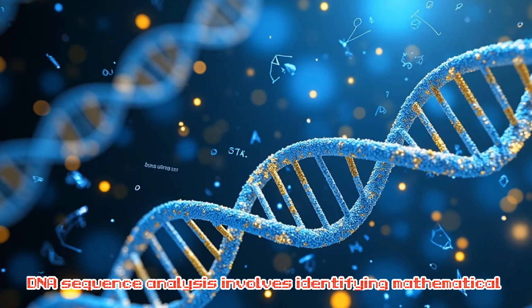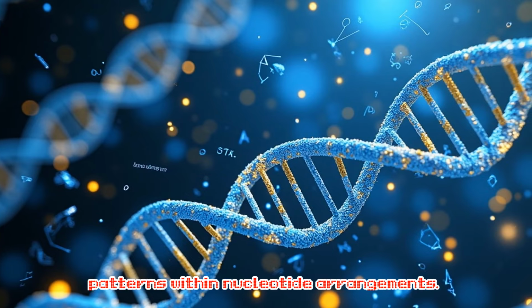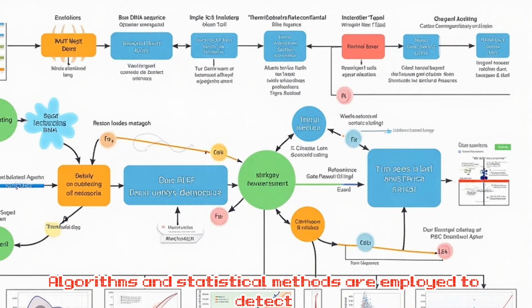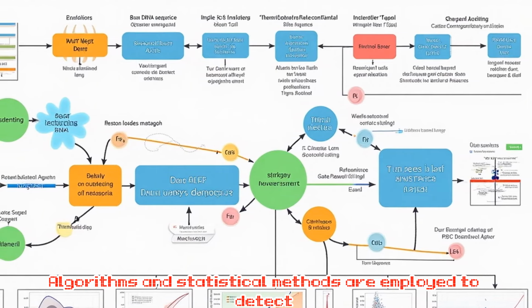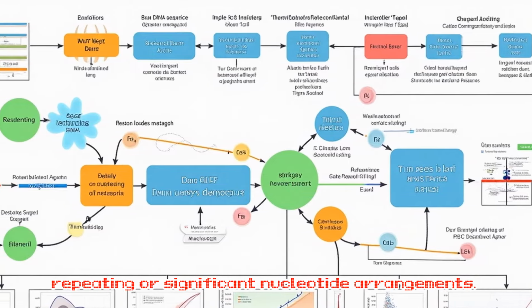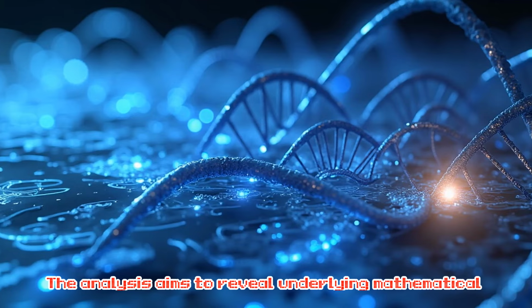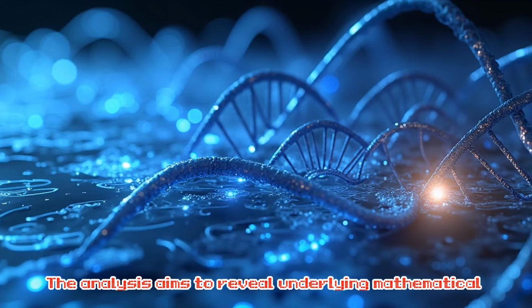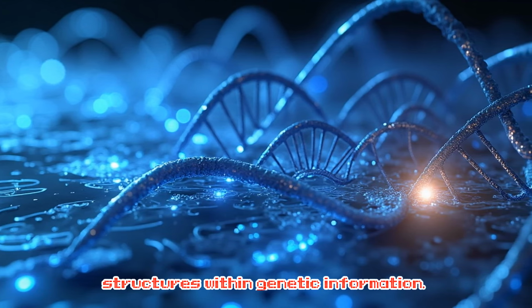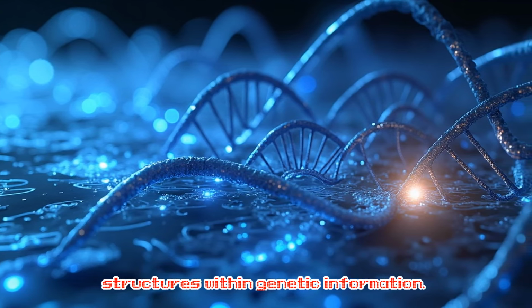DNA sequence analysis involves identifying mathematical patterns within nucleotide arrangements. Algorithms and statistical methods are employed to detect repeating or significant nucleotide arrangements. The analysis aims to reveal underlying mathematical structures within genetic information.